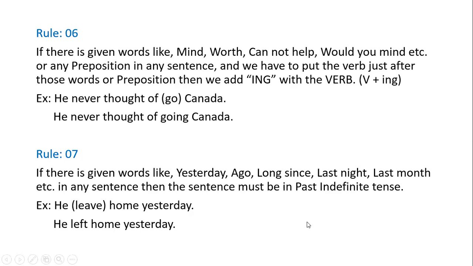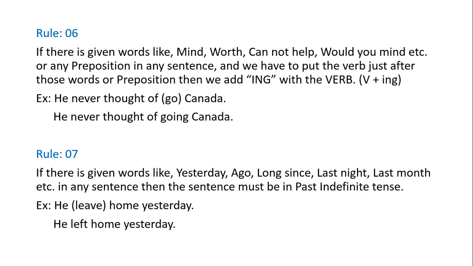Next, rule number 6. In this rule, if there are given words like "mind," "ought," "cannot help," "would you mind," etc., or any kind of preposition in any sentence, and we have to put a verb just after those words or preposition, then we add ing to the verb. So when there is "mind," "ought," "cannot help," or "would you mind" in any sentence, and we have to put the verb just after these words, then we add ing to the verb.